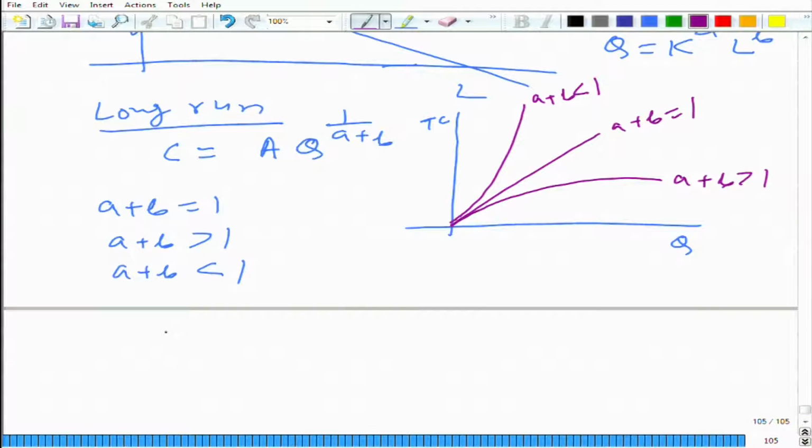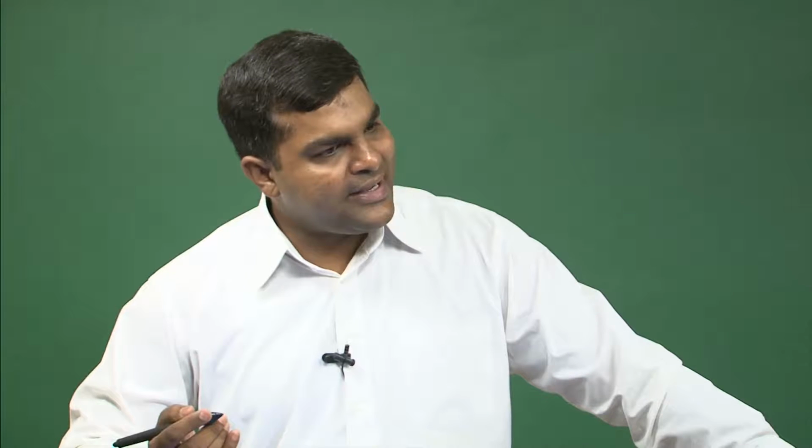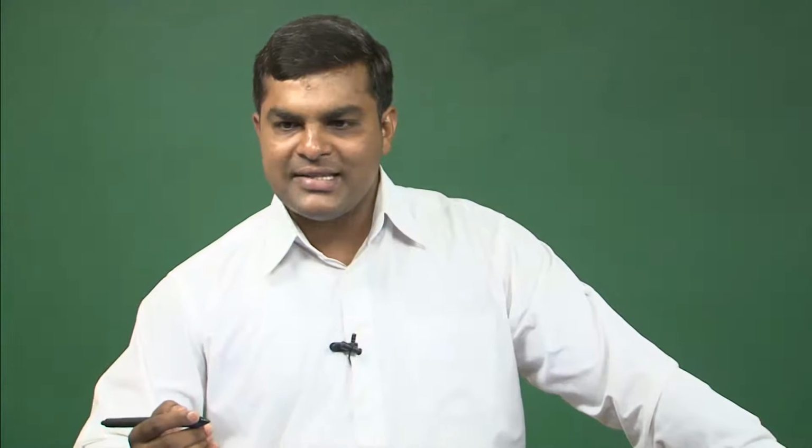Okay? Fine. Now, let us look at what happens to the average cost. Here we have talked about total cost, and now we are talking about average cost, average cost with respect to output. What do we get when A plus B is equal to 1? Average cost is fixed, is it not? Why is it fixed? We take any point on this curve, and when we draw a line from this point to the origin, we get the same line again and again. So, average cost remains the same.